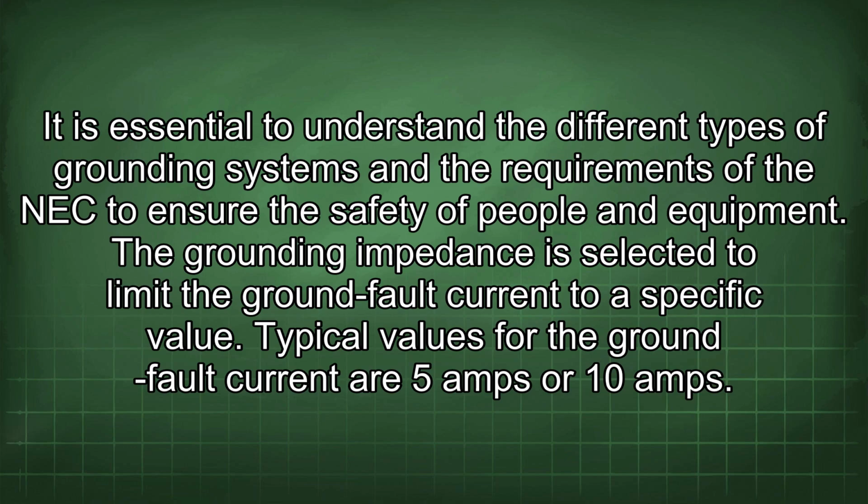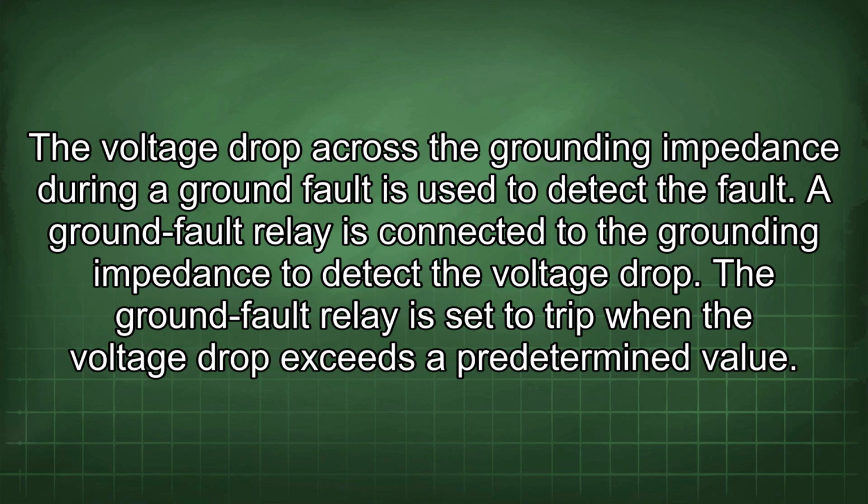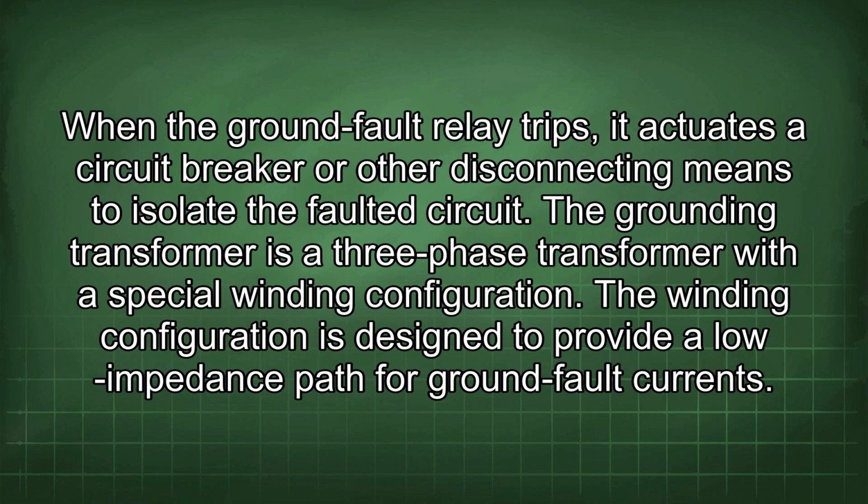The grounding impedance is selected to limit the ground fault current to a specific value. Typical values for the ground fault current are 5 amps or 10 amps. The voltage drop across the grounding impedance during a ground fault is used to detect the fault. A ground fault relay is connected to the grounding impedance to detect the voltage drop. The ground fault relay is set to trip when the voltage drop exceeds a predetermined value. When the ground fault relay trips, it actuates a circuit breaker or other disconnecting means to isolate the faulted circuit.